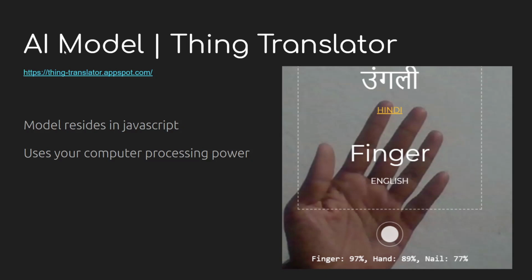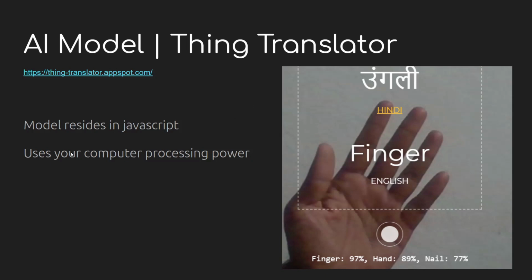So this is one of the AI models called Things Translator. Whenever you show a particular thing, something like a hand, it will analyze it and tell you whether it is a finger, something like that. It's not object detection, it is like a things translator. It will predict what is there in the image.